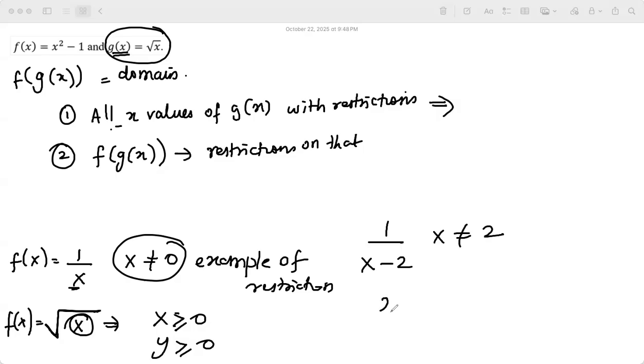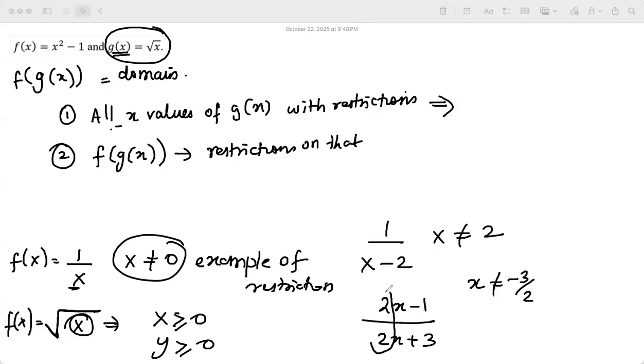Suppose you're given a rational function, 2x minus 1 by 2x plus 3. What is it, guys? X can't be equal to negative 3 over 2. X can't be equal to minus 3 by 2. Then what?